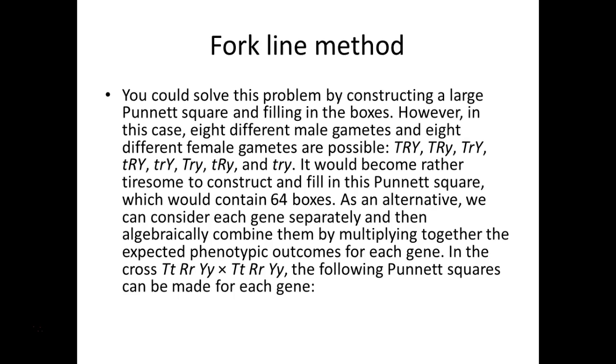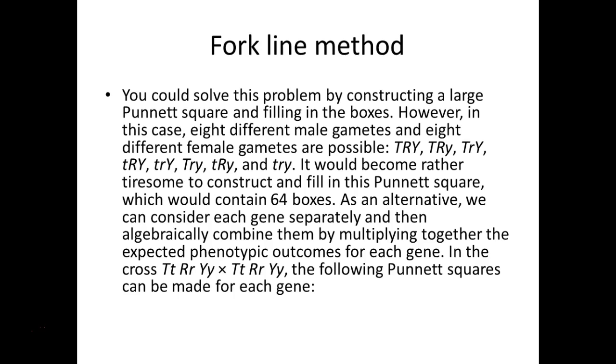So you would end up with 8 different male and 8 different female gametes possible if you're looking at 3 different traits for heterozygous individuals for each one of the 3 traits. So you'd end up with all of these possibilities, right? So yeah, 64 squares. Wow, that'd be insane to draw that big of a Punnett square.